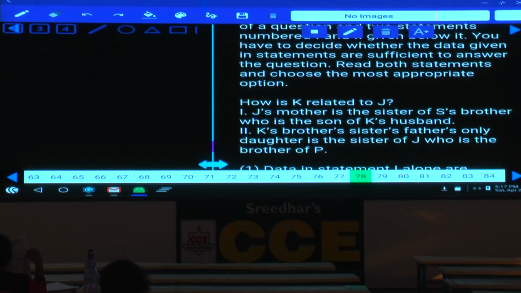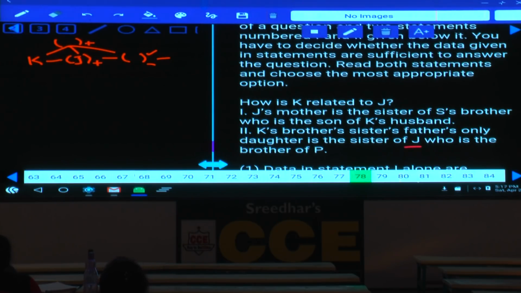Then, as condition number 2, one second, okay? Now K is having a brother. Now this brother is having a sister, and sister's father. All these persons are having a father, isn't it? Now father's only daughter, this person's only daughter is none other than this person. This only daughter is the sister of whom? Is the sister of J. Hence J can be here, or one more person is there, J can be there. In either of these 2 cases, we are getting J as a male.